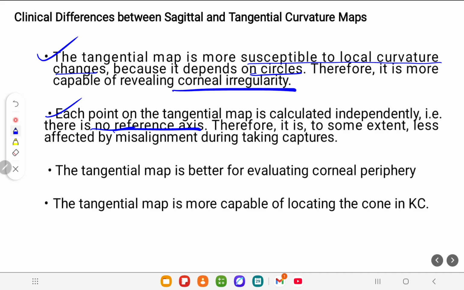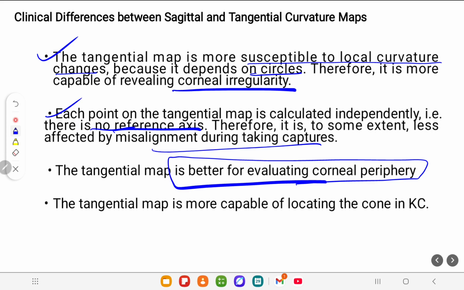So therefore, it is to some extent less affected by misalignment while taking captures. If there is misalignment, obviously it affects both maps. It is not that misalignment doesn't matter, but misalignment matters more in the sagittal map compared to the tangential map. The tangential map is better at evaluating the corneal periphery. That's gold. Just understand this concept, okay? The tangential map is way better than the sagittal map whenever we come to the periphery of the cornea.